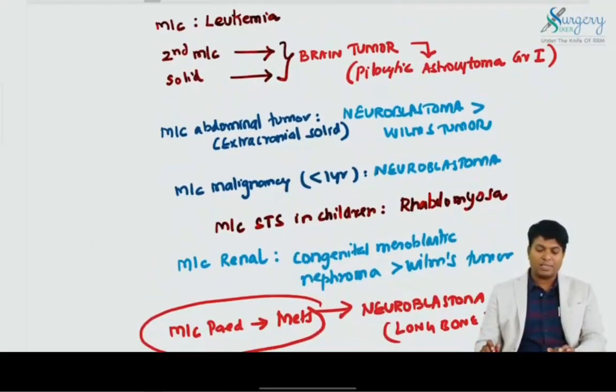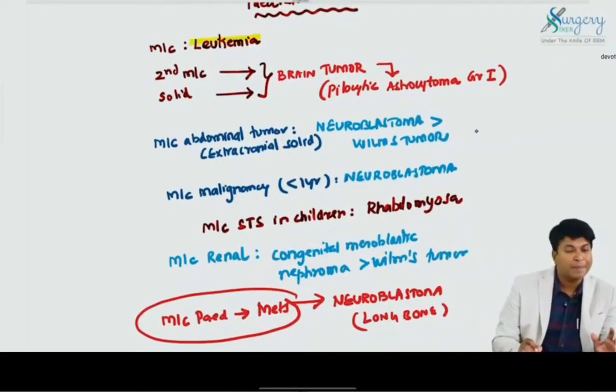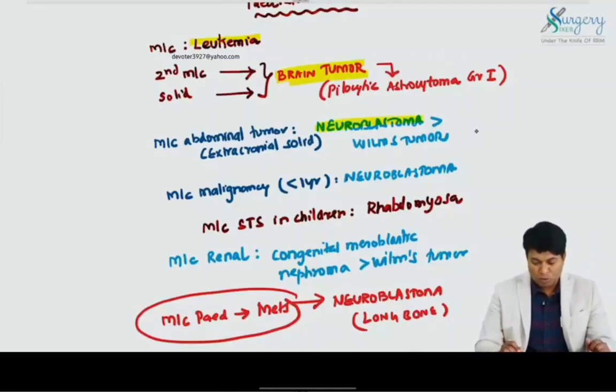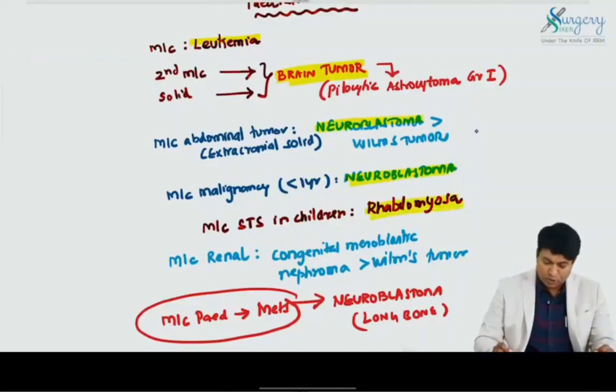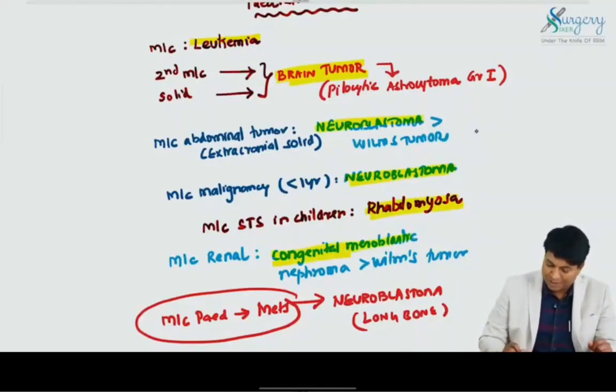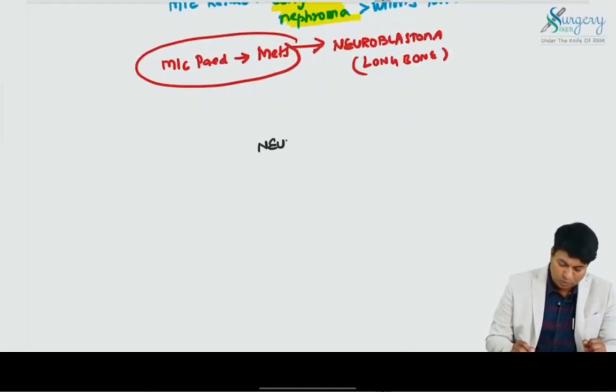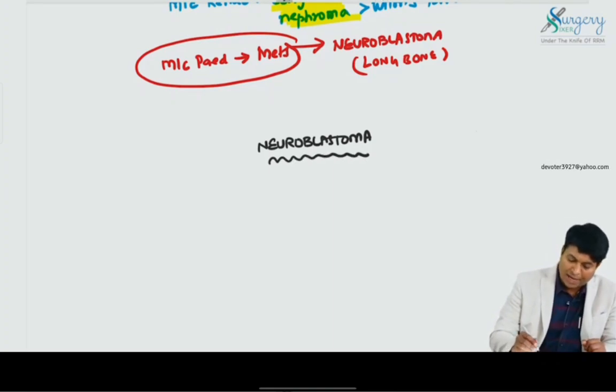So in pediatric oncology, please don't forget these points. Overall, the most common tumor is leukemia. The second most common, or solid tumor, is brain tumor, which is pilocytic astrocytoma. Abdominal tumor is neuroblastoma. Most common malignancy less than 1 year is neuroblastoma. Soft tissue sarcoma is rhabdomyosarcoma. Most common renal tumor is congenital mesoblastic nephroma. The tumor which produces severe mets is neuroblastoma. Coming to neuroblastoma, let us have a little detailed explanation now. Neuroblastoma arises from the sympathetic chain.